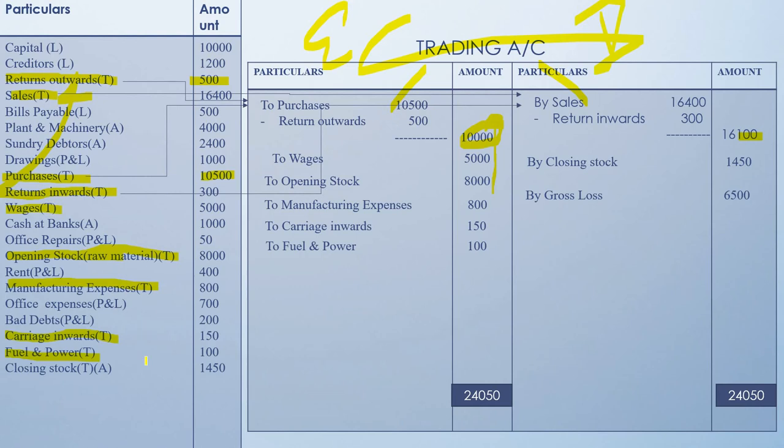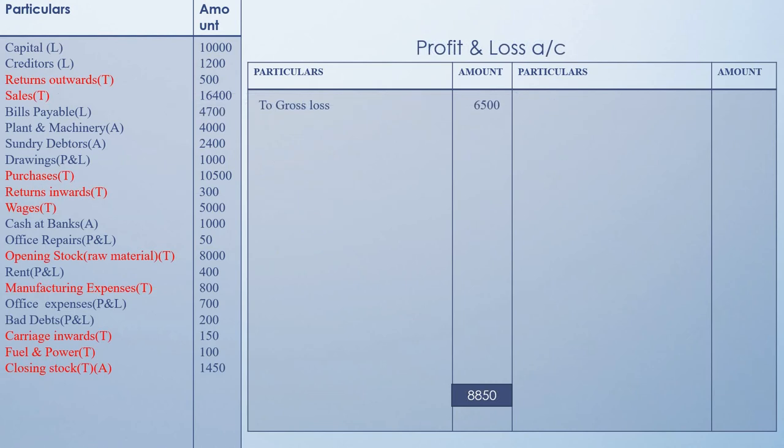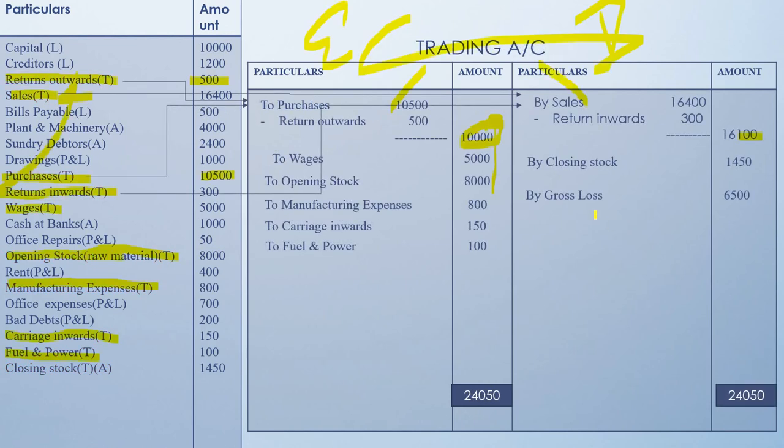And next we'll open the profit and loss account. So this is the profit and loss account. This gross loss will be carried forward to the expenses side of the P&L account. If the trading account gets a gross profit, it is transferred to the income side. Here in this problem we got a gross loss, so this item will be carried forward to the expenses side of the P&L account.